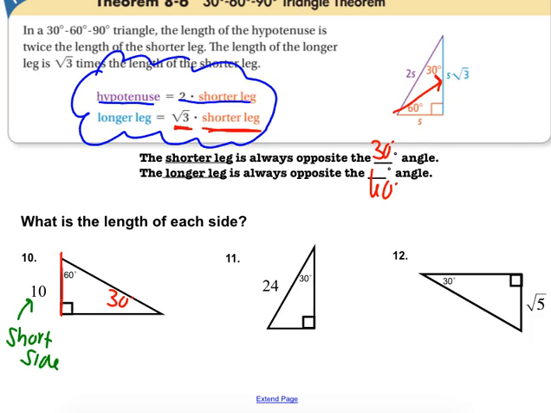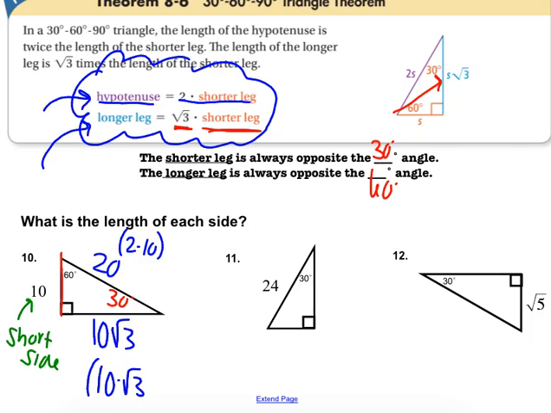Now, how do you find your hypotenuse? Well, look back up here, guys. Your hypotenuse is twice your short leg. So what's twice 10? 20. 2 times 10. Now, how do you find your longer leg? Well, we take our shorter leg times the square root of 3. So 10 square roots of 3. Okay? Again, we're just following the formulas. That's it. Okay, now let's come over here.